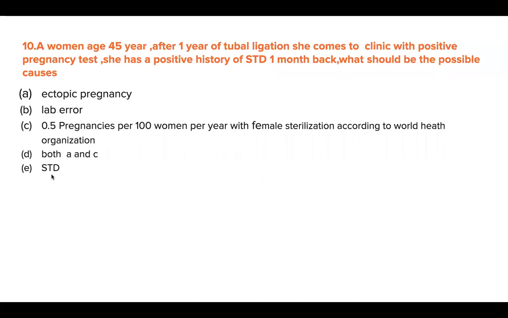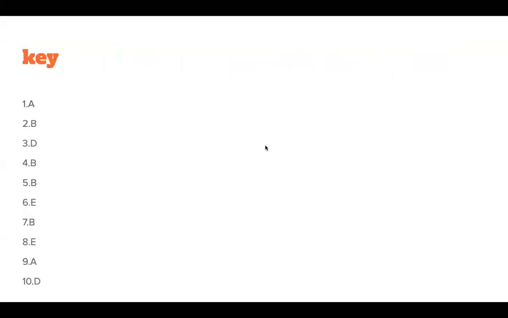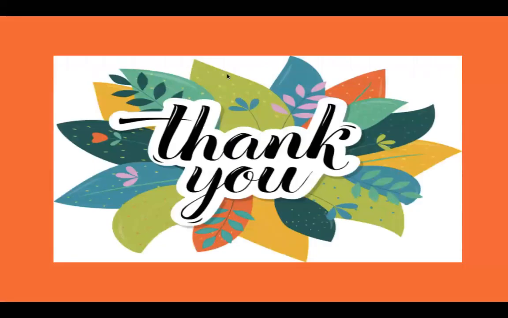C. No, it's D, both A and C. Both are possible conditions, like ectopic pregnancy, and the C option is 0.5 pregnancy per 100 women per year. This is the key, and thank you very much.